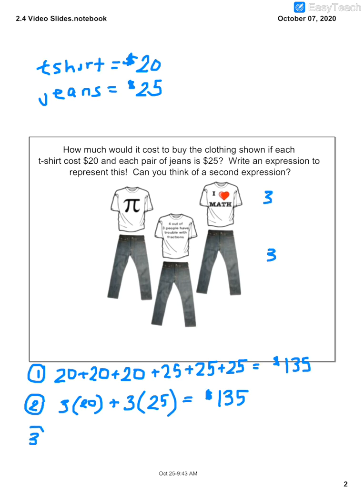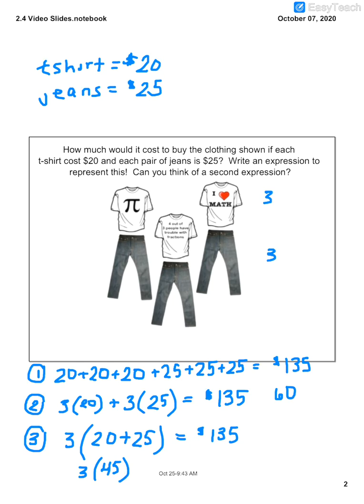A third expression could be, since I have 3 of each item, I can have a 3 on the outside, and on the inside of my parentheses I would add 20 plus 25. So if I simplify this, I have 3 times 45, which is also equal to $135. So those are 3 different ways that I can write this expression. If I go back and again just look at number 2, if I want to simplify that, 3 times 20 gives me 60, plus 3 times 25 is 75, and that's how I got $135.